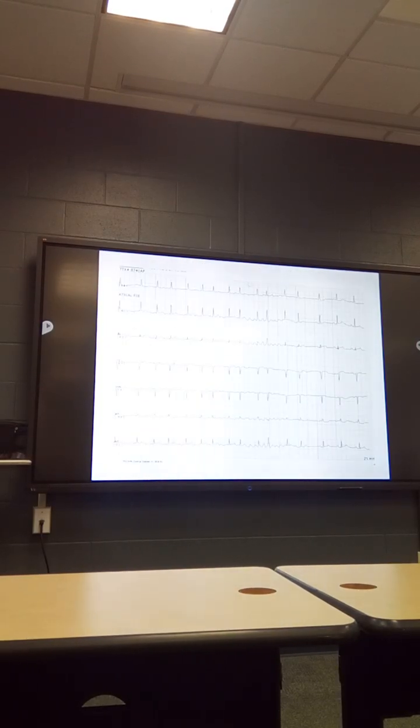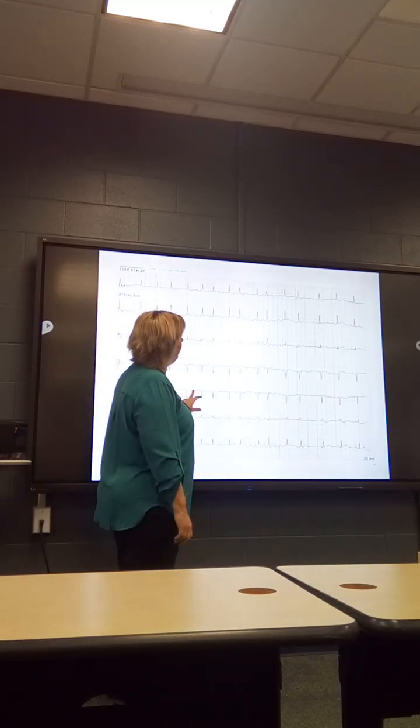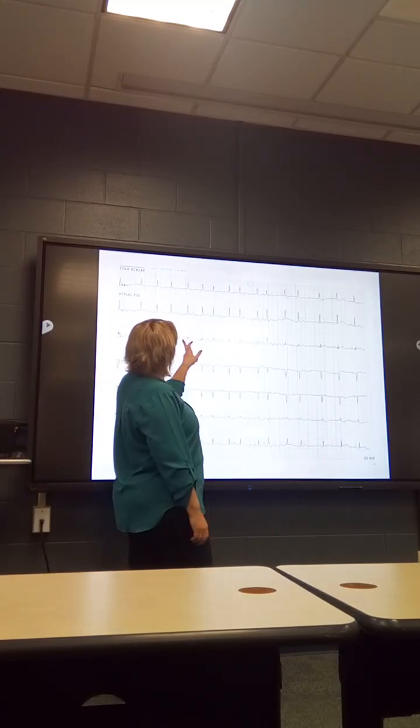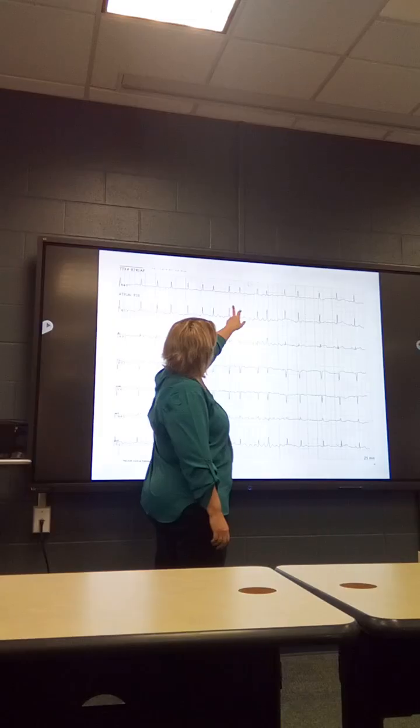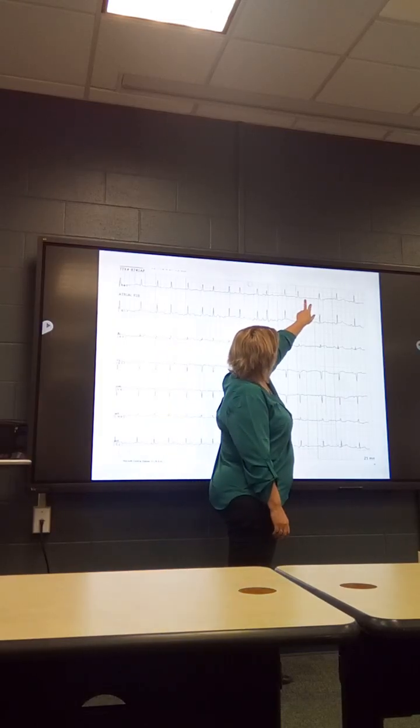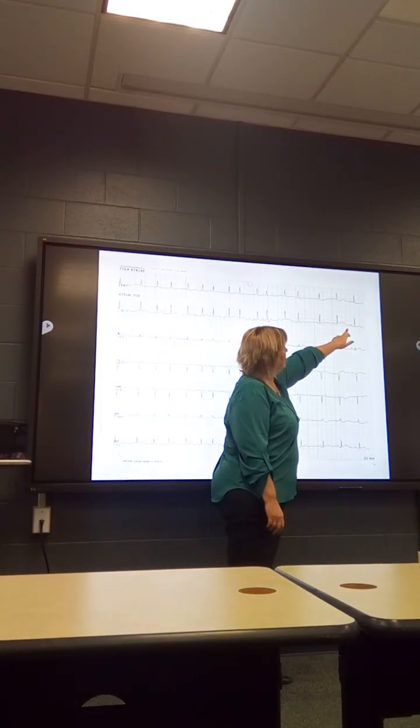Here's a patient that had an AFib with an RVR, what we call an AFib with a heart rate above 100. You're not going to have to know RVR, you just need to know a fast heart rate AFib. One of the medications we give is Cardizem. So you can see they're in AFib, this looks pretty bad. And then they gave a bolus and then they go into sinus rhythm.